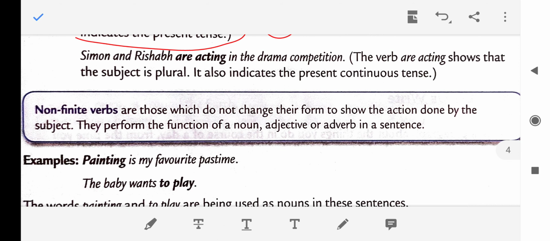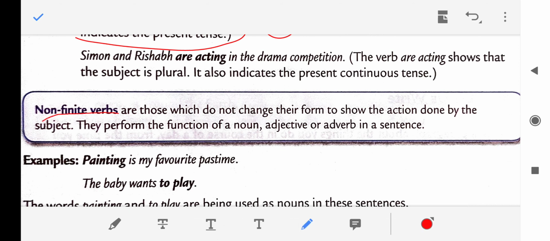Non-finite verbs. Non-finite verbs are those which do not change their form to show the action done by the subject. So what are non-finite verbs? Non-finite verbs are those verbs which do not change their form to show the action done by the subject. Like painting is my favorite pastime. It is not changing its form to show the action done by the subject.